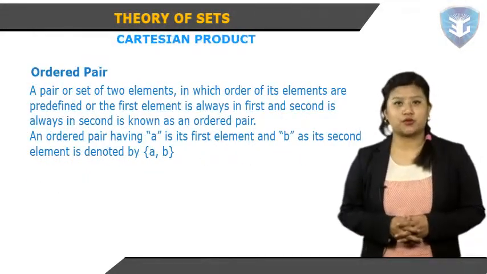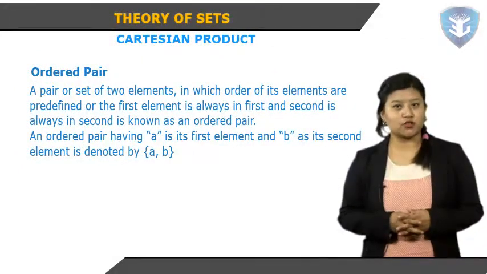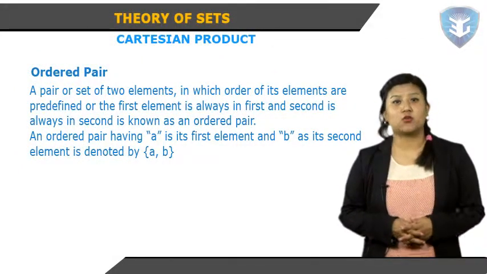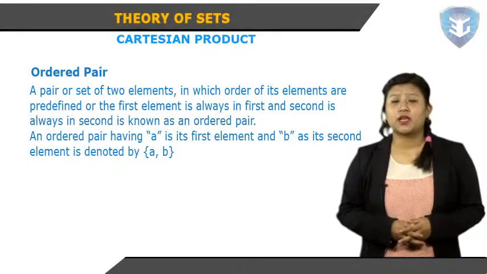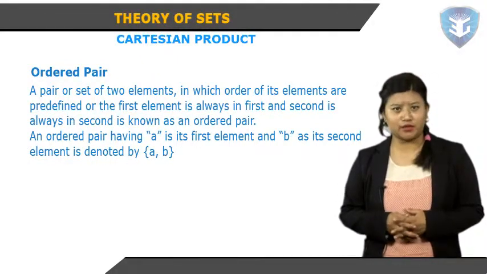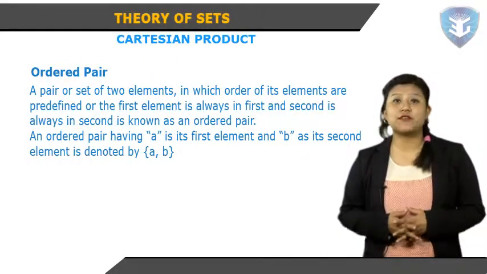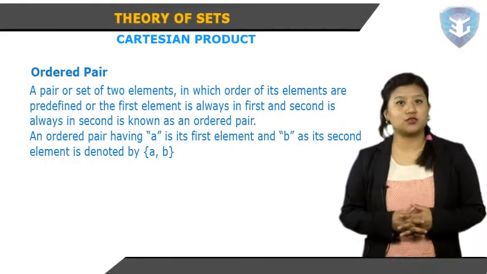The Cartesian product. Here, before proceeding to learn about the Cartesian product of sets, we will first learn what we mean by an ordered pair. An ordered pair. A pair is a set which has only two elements, like A and B. A pair can never have more than or less than two elements.